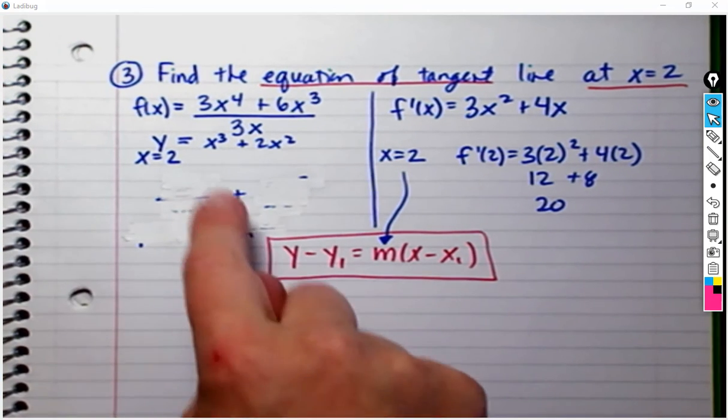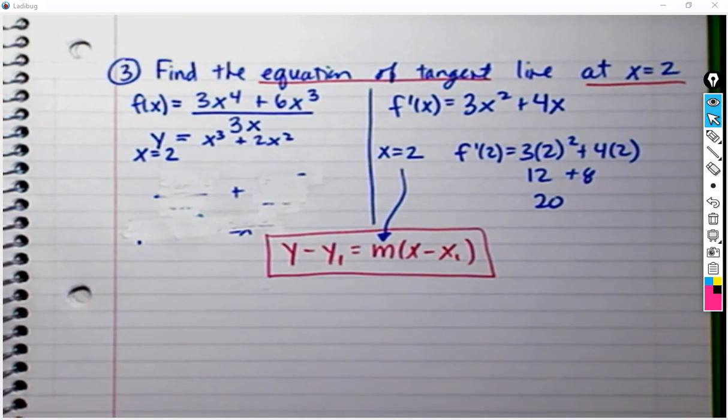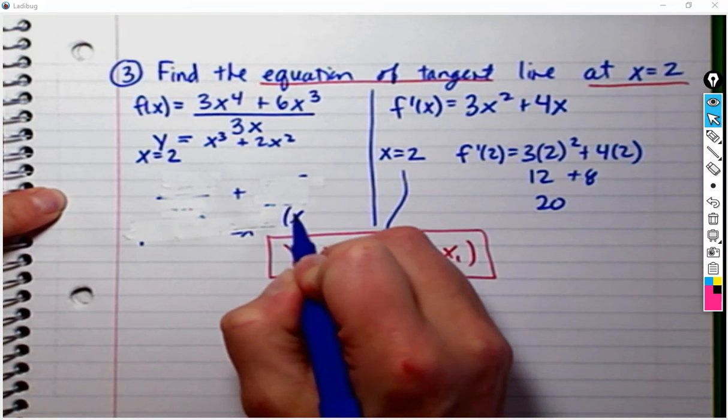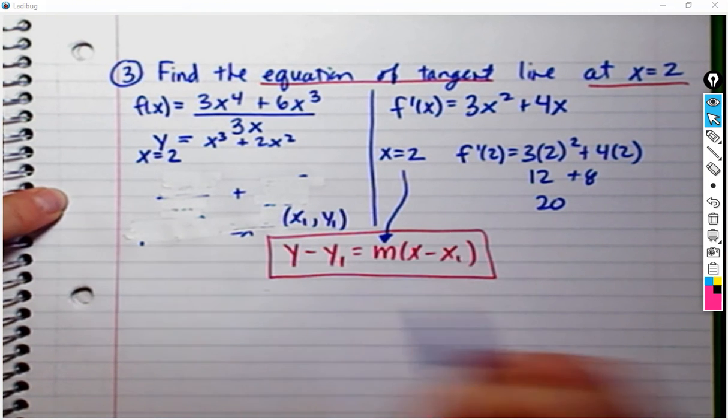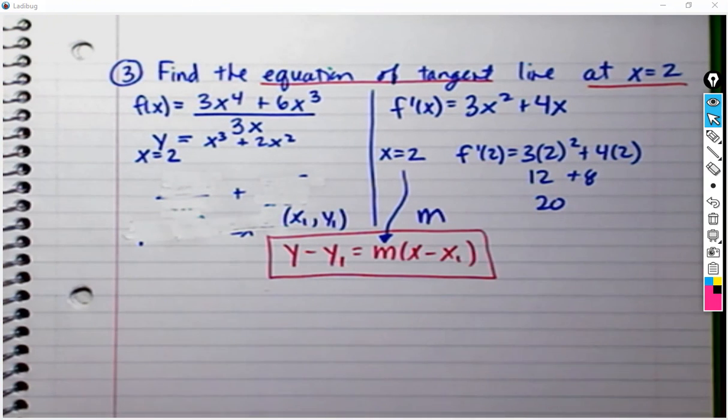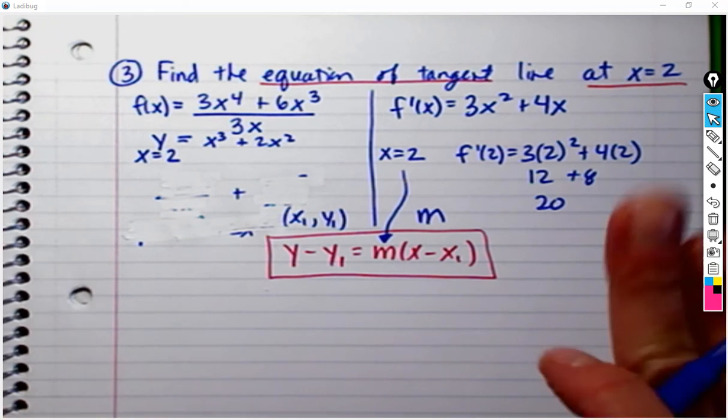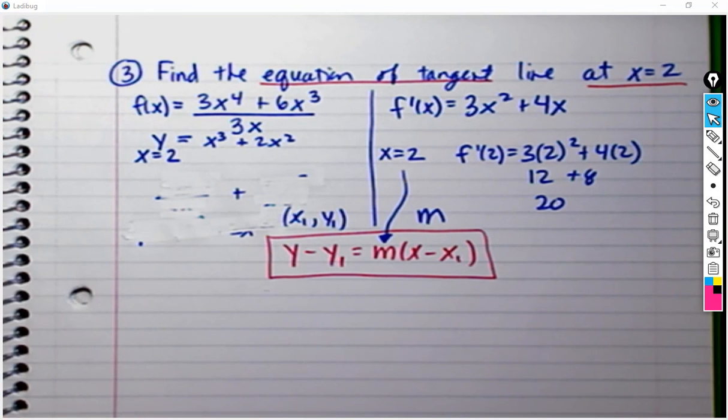Points on a graph come from this side. This is x1 comma y1. This side is the slope. When you do your work on your worksheet, you've got to keep your original and your prime separated. You need to label it or organize it so that when I come around and look at it, I know where you're plugging stuff in.